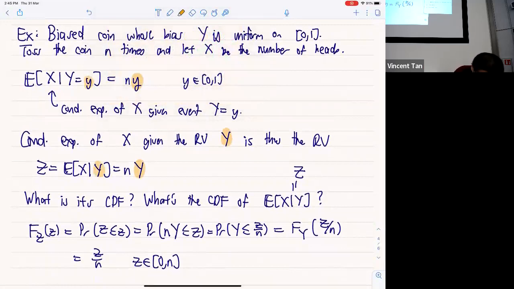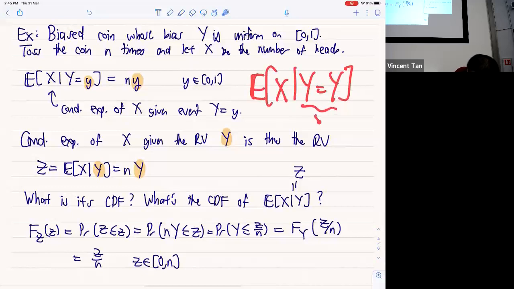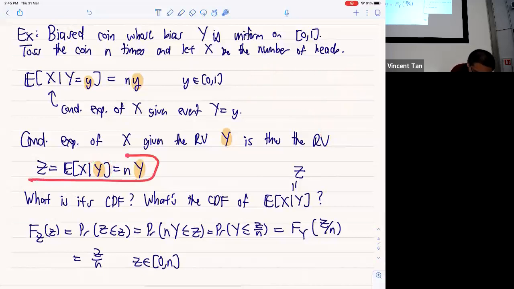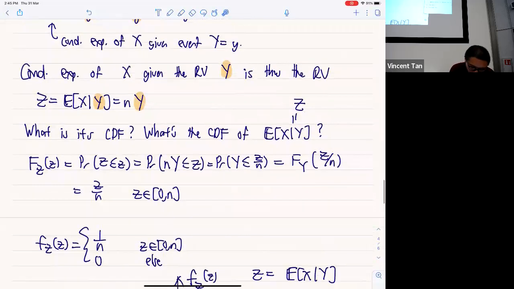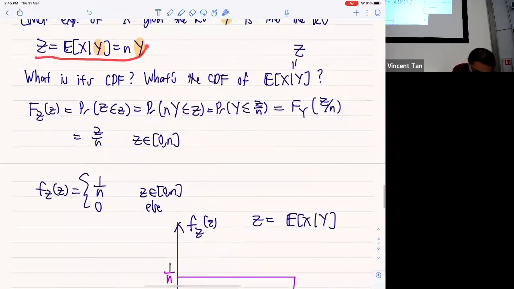But no one in the world will actually write expected value of X given capital Y equals capital Y. We just compress this to Y. That's why you see a Y here. So now we created a new random variable, which is the conditional expectation of X given Y. And it is a function of Y. This function of Y is a very simple function. It's just multiplied by n. And using the same procedure, we can give this a name Z.